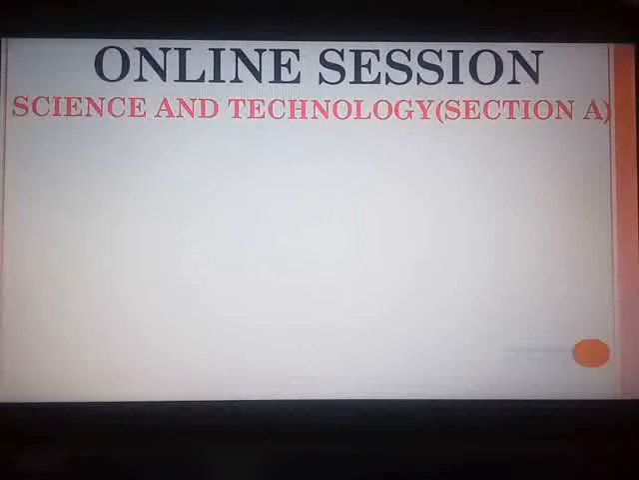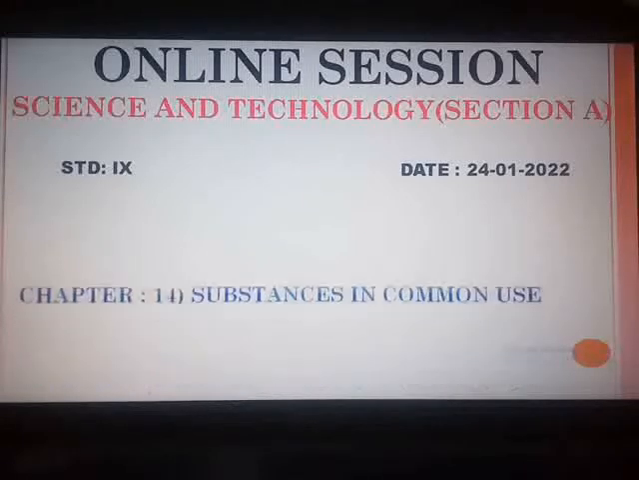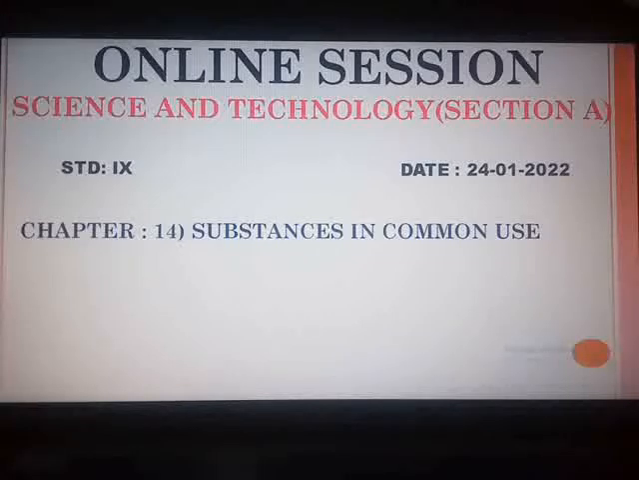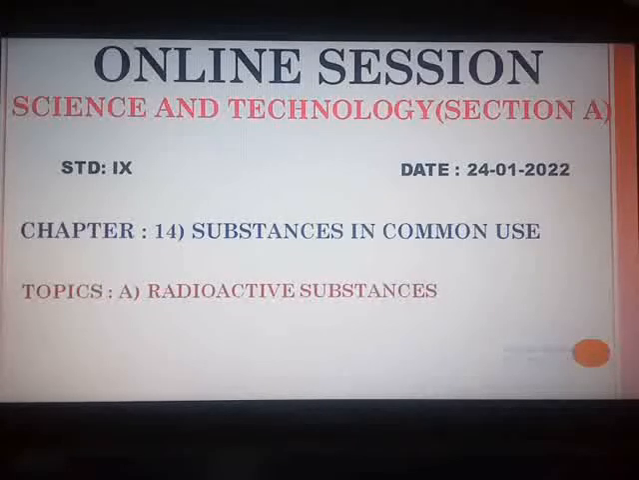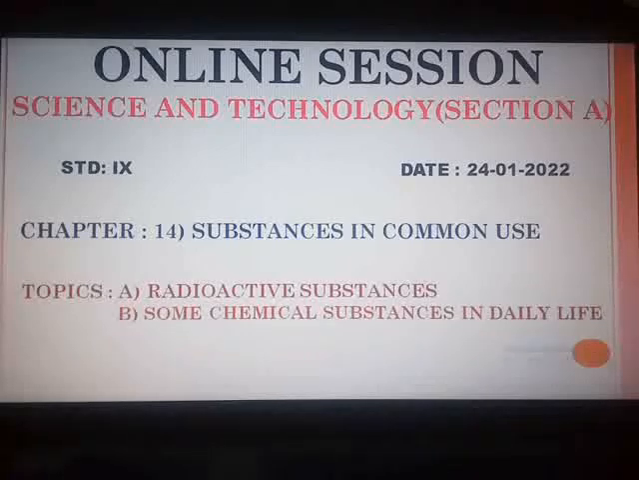and Technology, Section A. In our previous session, we started a new chapter from Section A, Substances in Common Use. The substances which you use in your day-to-day life. This chapter is divided into three parts. I have told you earlier. In the first part, in the previous session, we studied the important salts in day-to-day life. Today, we will be studying the radioactive substances and some of the chemical substances used in daily life.